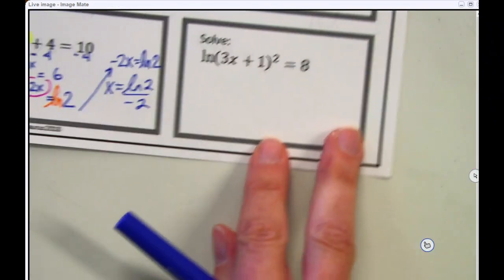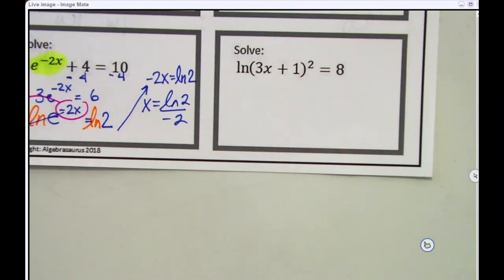Okay, let's see if we can make this one easy too. Anybody have any ideas? When we had one logarithm in the past, we were stuck. And so we had to convert it. We had to convert it to what form? Exponential form. Yes. Because you're right. You're totally right. You're like on it today.